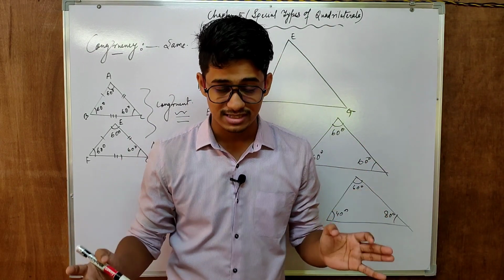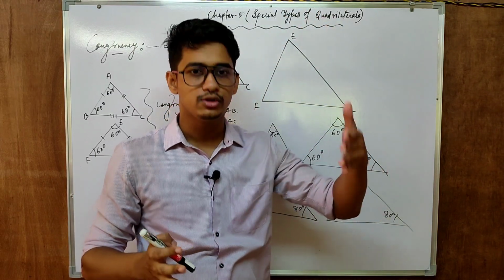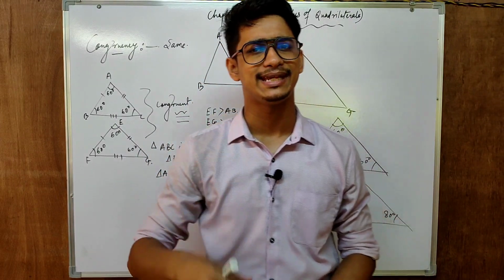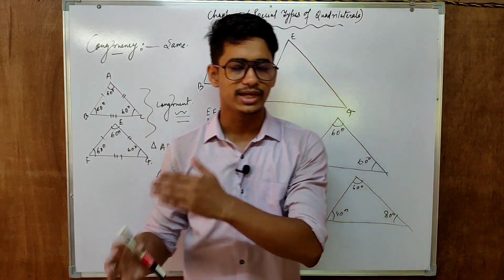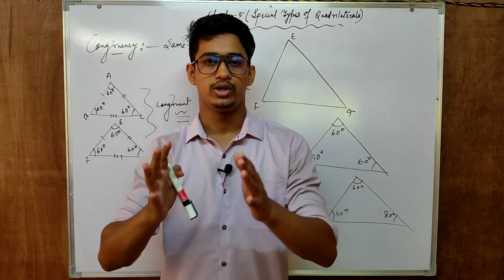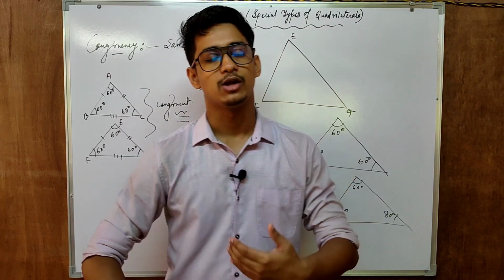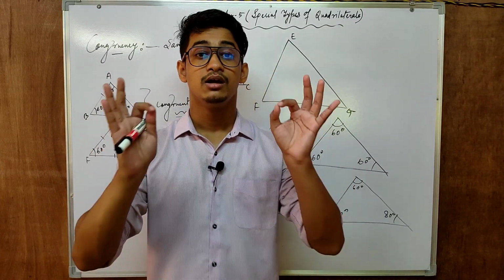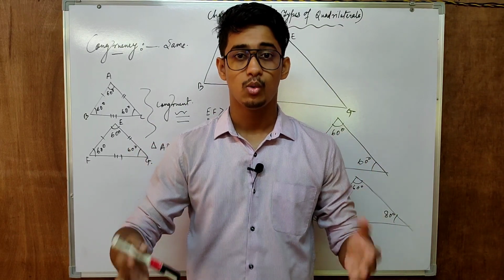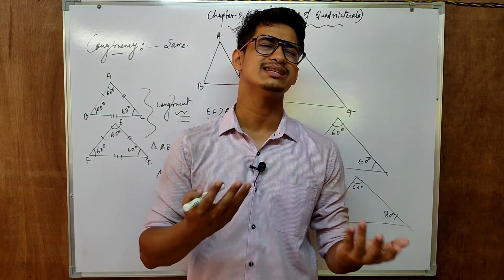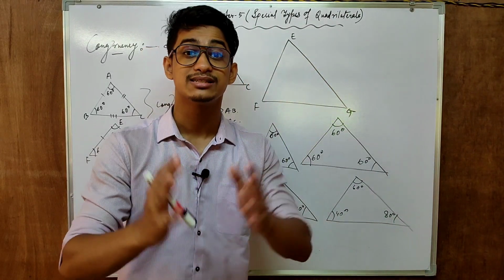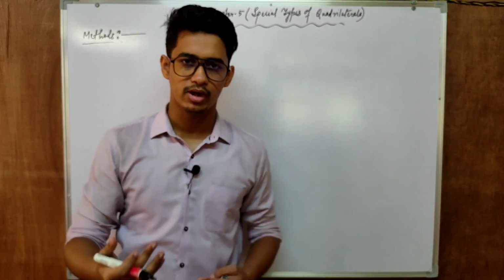As I just said, there are 4 to 5 criteria of congruency, where a smaller amount of data will be given, and by looking at that data we can say that these two triangles are congruent. So we have to follow those properties, and on the basis of that we can say that these two triangles are congruent. So now let me disclose one by one the different methods by which we can say that triangles are congruent.